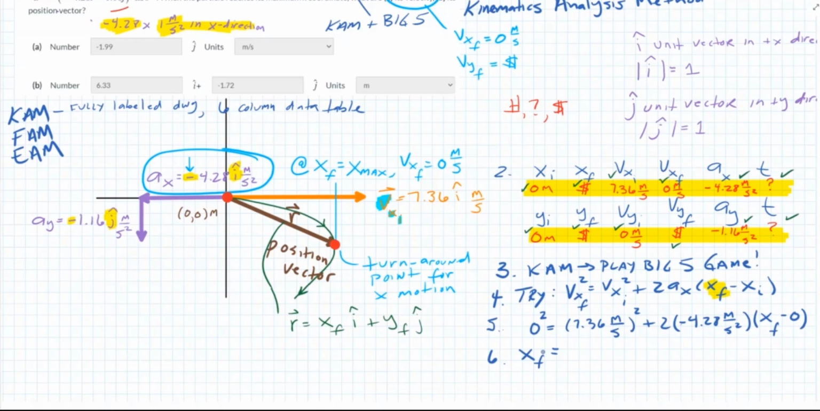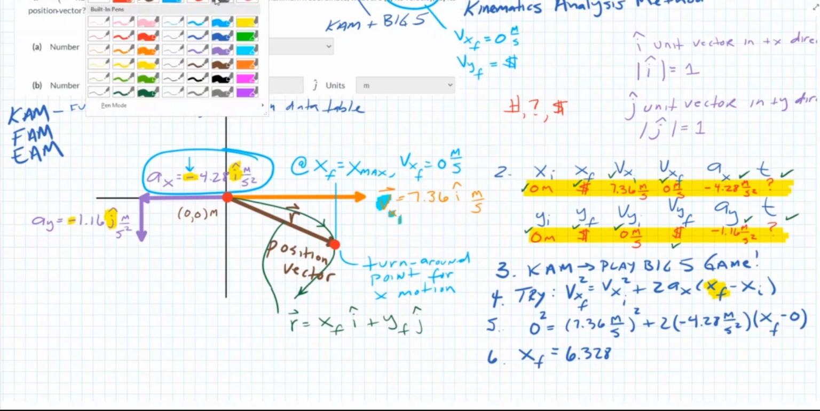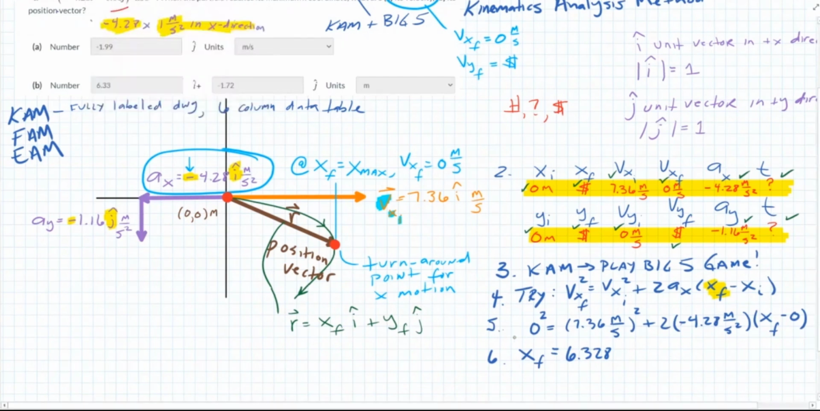Interesting. I get the answer of 6.328. Dimensional analysis. I have to do dimensional analysis, because you need to do dimensional analysis, since that won't be an option. From a dimensional point of view, I have 0 equals meters squared over seconds squared, so I'm squaring meters and squaring seconds, plus meters over seconds squared times X.